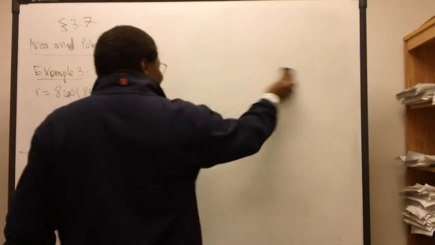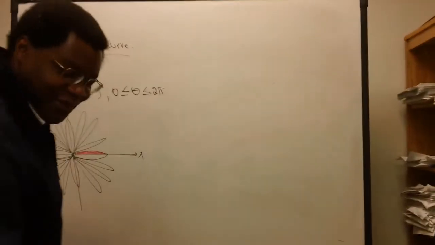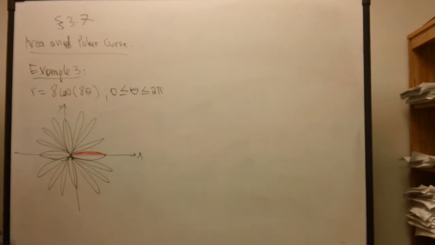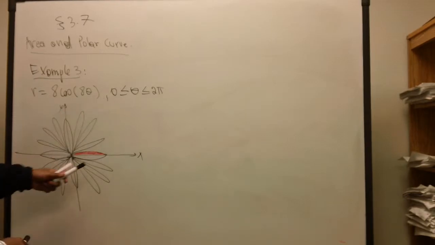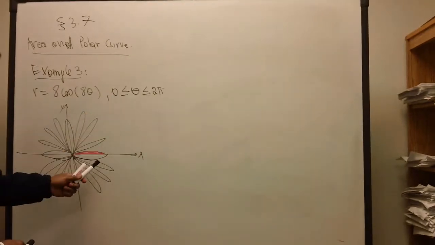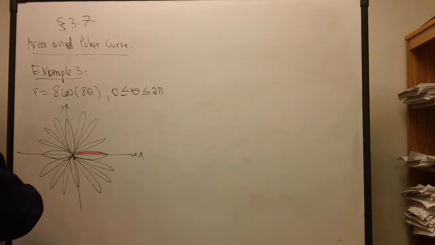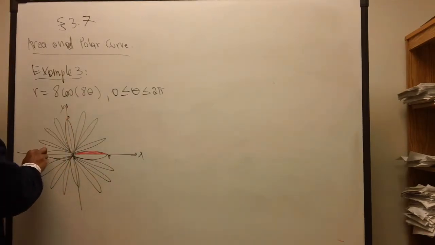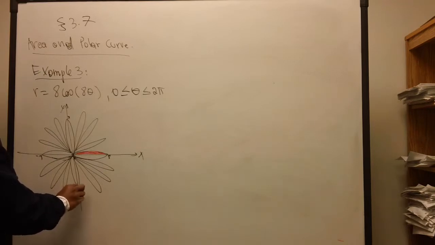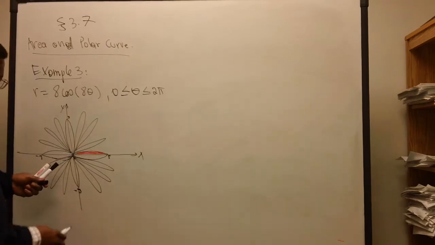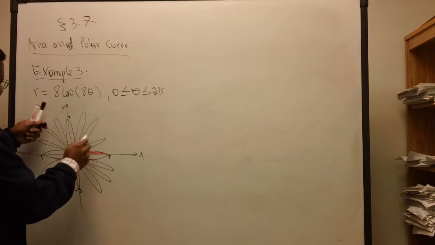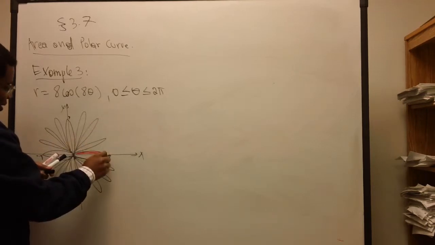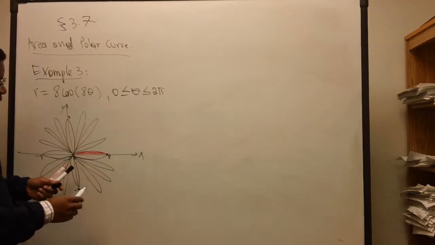Alright, so let's do that. Now we need to know the limits. So what are the limits of integration? We start with theta equals 0. Theta is 0, which will give us r equals 8. So this is basically 8, and this is negative 8. So when theta is 0, we are here, which is 8.